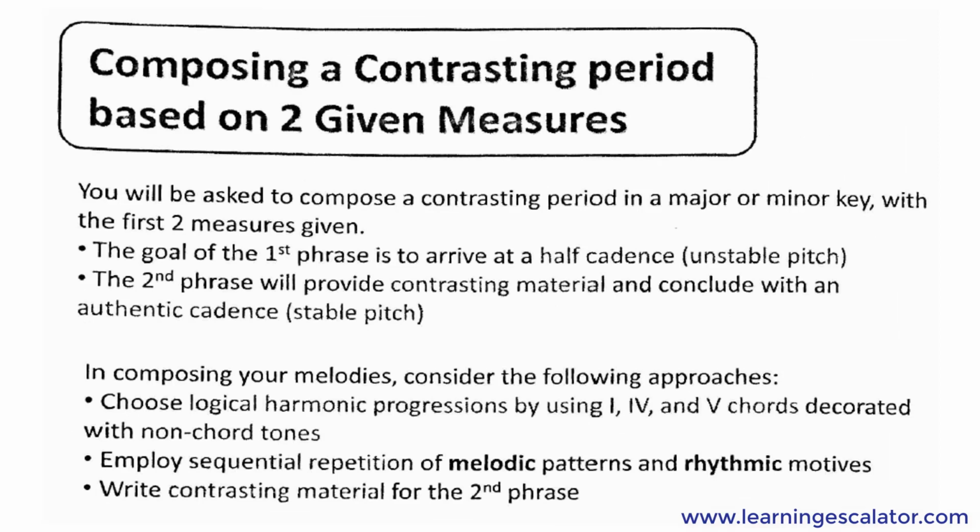Composing a contrasting period based on two given measures. You will be asked to compose a contrasting period in a major or minor key with the first two measures given. The goal of the first phrase is to arrive at a half cadence, which is an unstable pitch. And the second phrase will provide contrasting material and will conclude with an authentic cadence, which is a stable pitch.